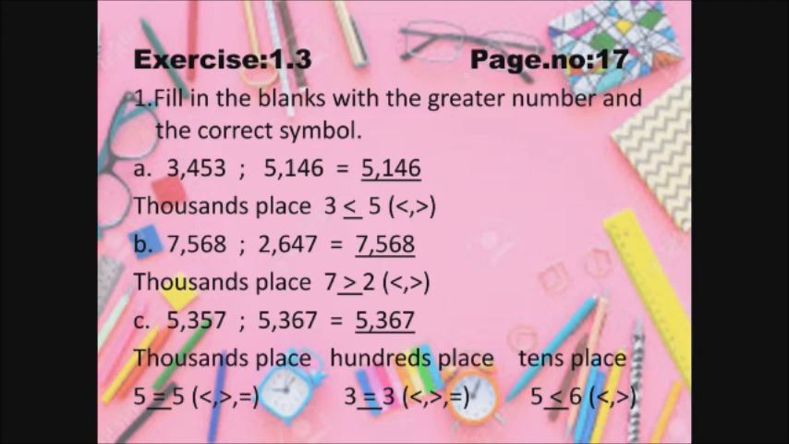And here they asked to compare the numbers in the thousands place, 5 and 5. So we have to put the equal to symbol. Next, in the hundreds place, 3 and 3. Both the digits are the same, so here also we have to put the equal to symbol. Next, see in the tens place, 5 and 6. So 5 is less than 6, so we have to put the lesser than symbol here. Copy down these answers in your textbook.